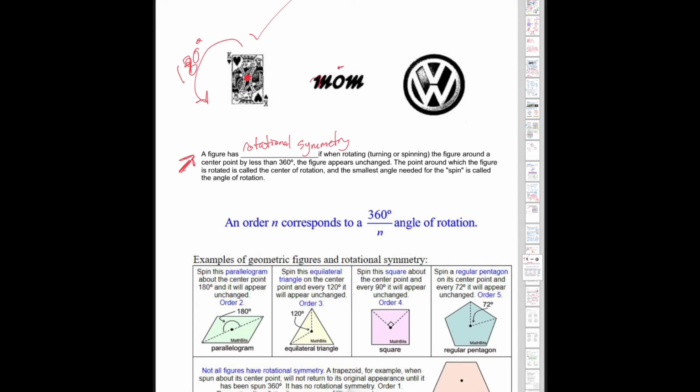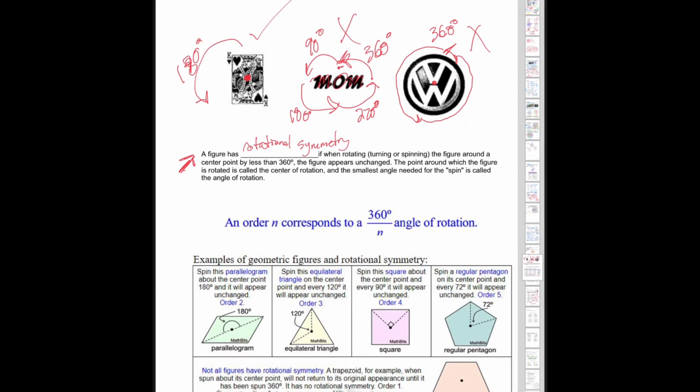This figure here, this writing of the word mom, does not have rotational symmetry because no matter how many times we try to rotate this before we get back to 360, the figure will never look the same. So we can try it 90, 180, 270, and the only time it will look the same again is when we do it 360. The Volkswagen logo, same thing. If we rotate this logo around and try to get it to look the same before we hit a full circle or 360, that will not work. So that does not have rotational symmetry, and neither does the word mom.